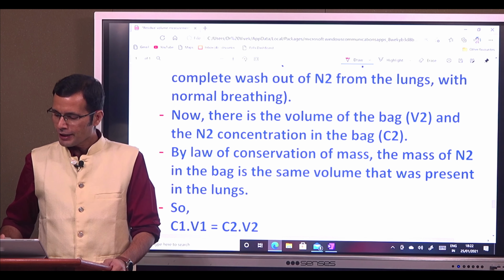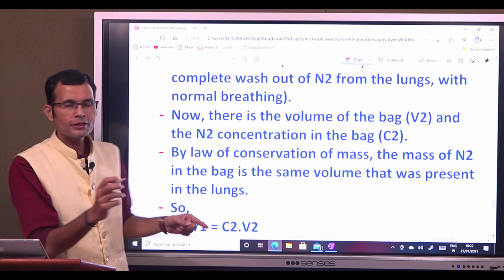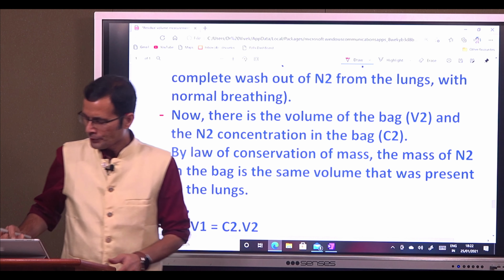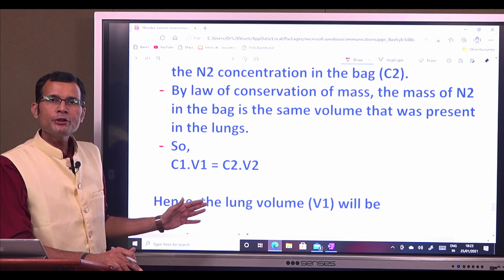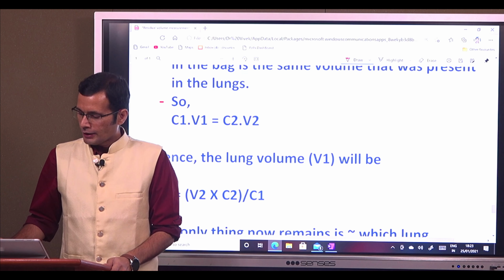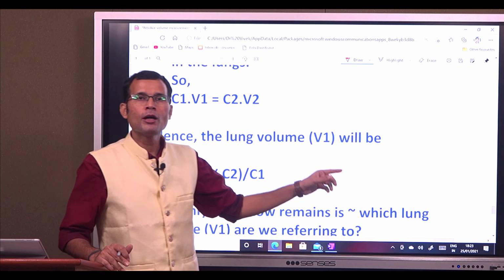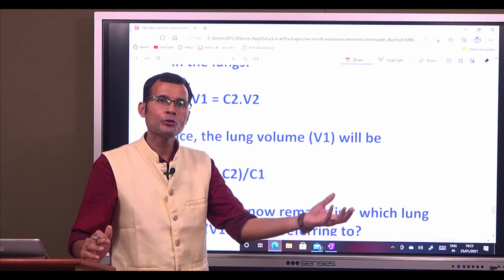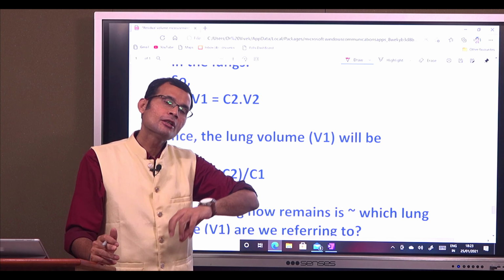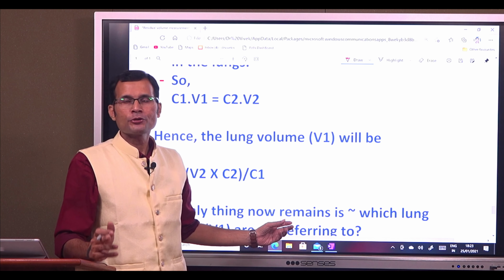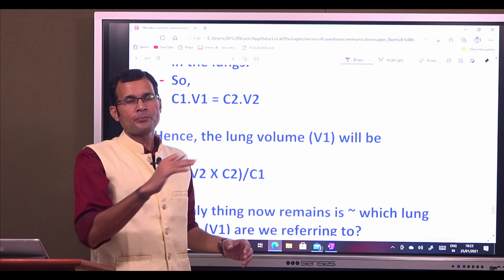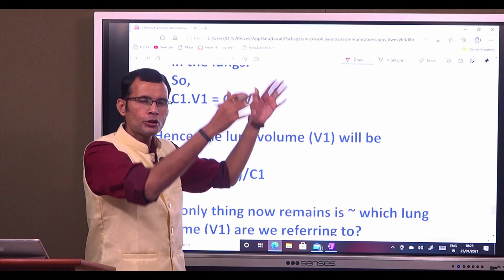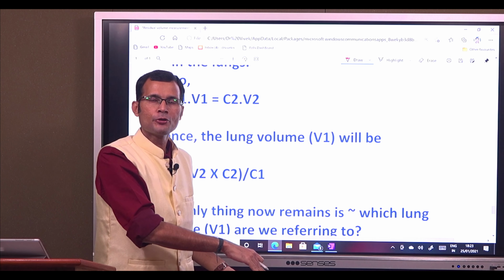What I want you to understand is, in the nitrogen washout method, these are just the final few lines which I am mentioning, and then we will stop. C1V1 is equal to C2V2, the same formula. Hence the lung volume, that is V1. Look, the initial nitrogen concentration was present in the lung volume, that was V1. And then finally all that volume of nitrogen came into the bag. And then we measure the concentration of nitrogen in that bag. So we know the volume of the bag, and we know the concentration of nitrogen in the bag.